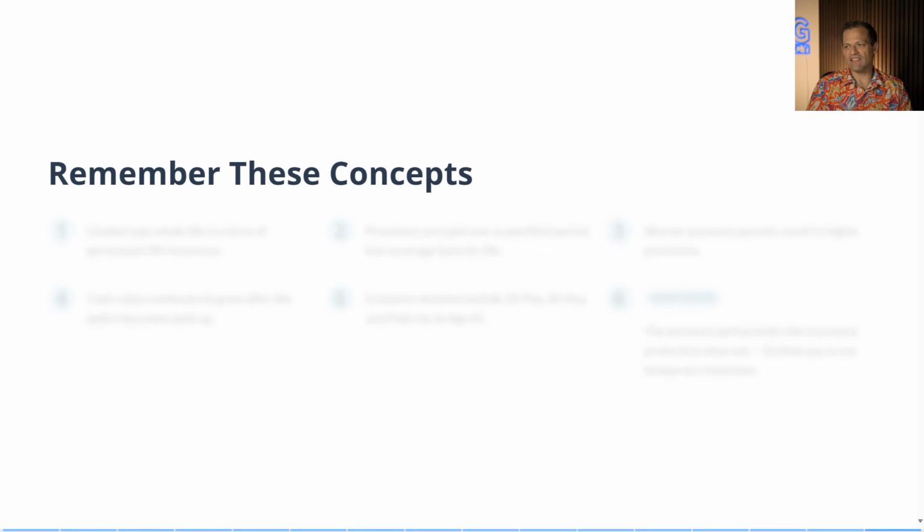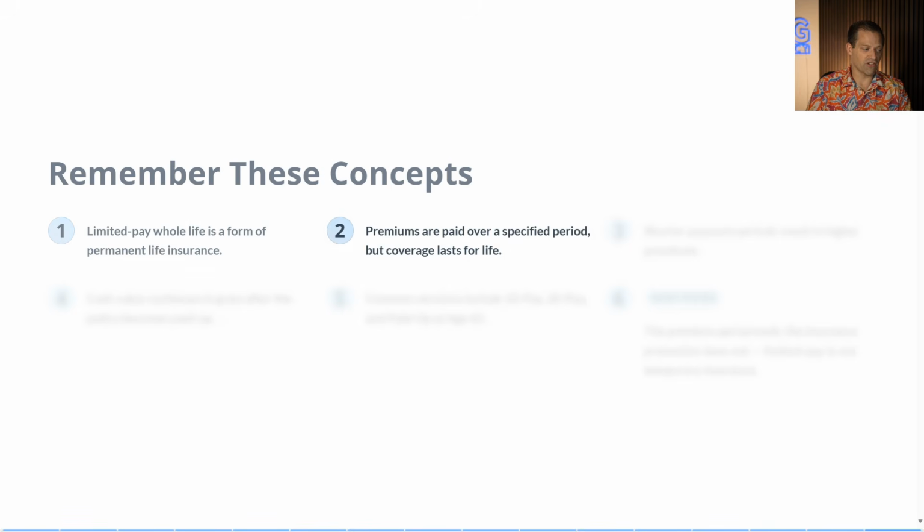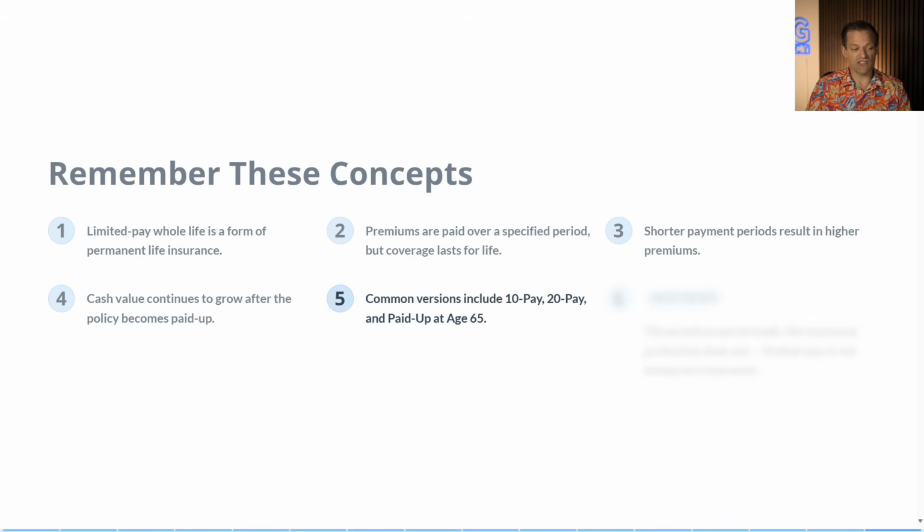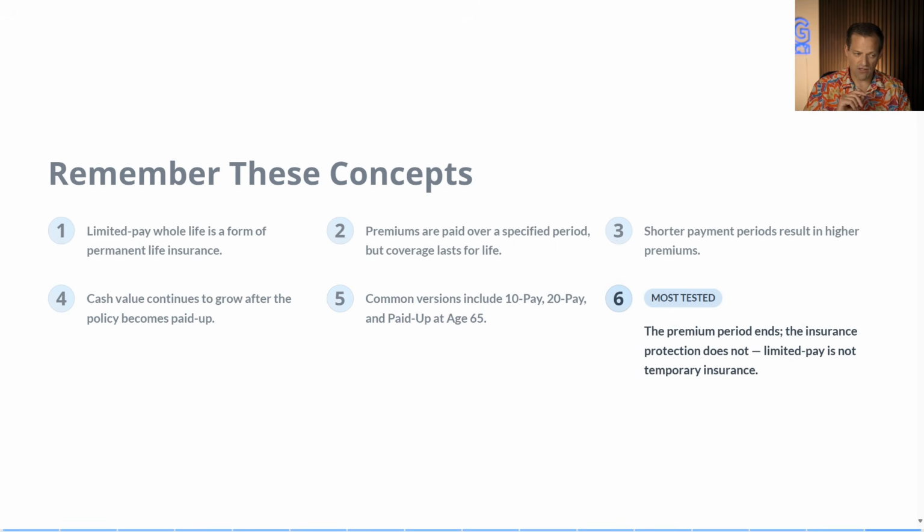So takeaway here on today's whole life lesson, remember these concepts. Limited pay whole life is a form of permanent life insurance. Premiums are paid over a specified period, but coverage lasts for life. Shorter payment periods result in higher premiums. Cash value continues to grow after the policy becomes paid up. Common versions include 10, 20 pay and paid up at age 65. And the most tested part here, premium period ends, the insurance protection does not. Limited pay is not temporary insurance.